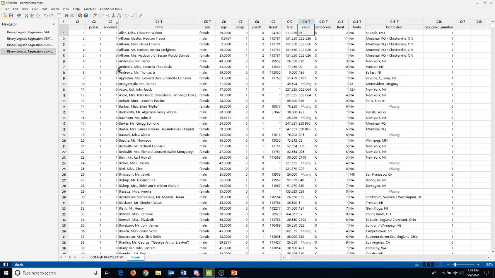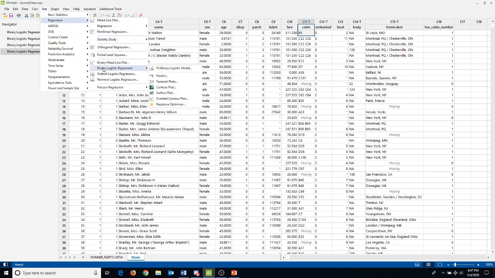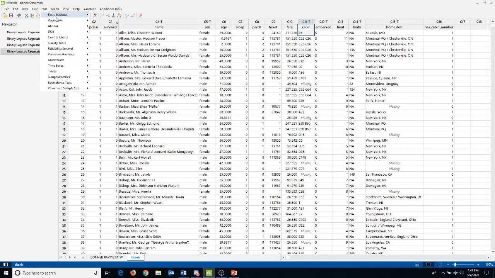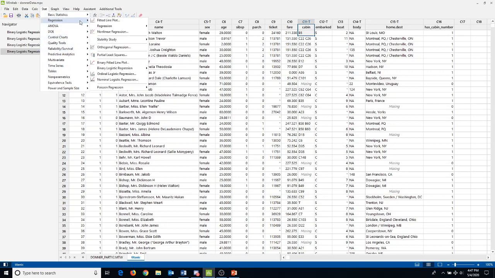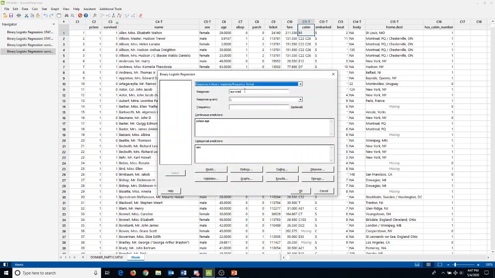But let's go ahead and fit the logistic regression here. Again, we go to Stat, Regression, and fit binary logistic regression. We're going to do survived, and the predictors are going to be passenger class and age. I forgot to make a predictor variable for sex, so I put it down here with the categorical predictors. Maybe we should also put fare. Maybe the more you pay, the more likely that you will survive.